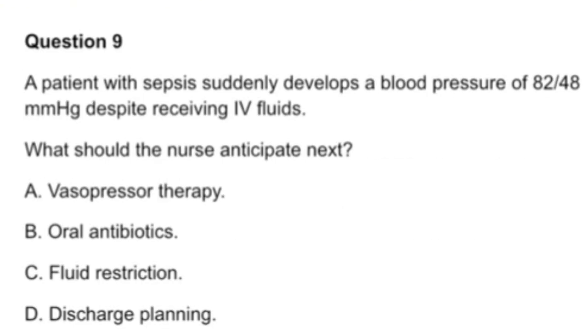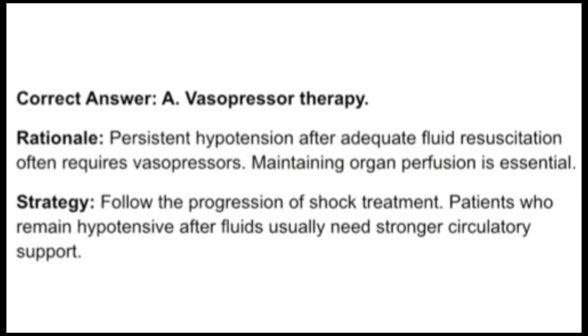Question 9. A patient with sepsis suddenly develops a blood pressure of 82/48 mmHg despite receiving 4 liters of fluids. What should the nurse anticipate next? A. Vasopressor therapy. B. Oral antibiotics. C. Fluid restriction. D. Discharge planning. Correct answer: A. Vasopressor therapy.